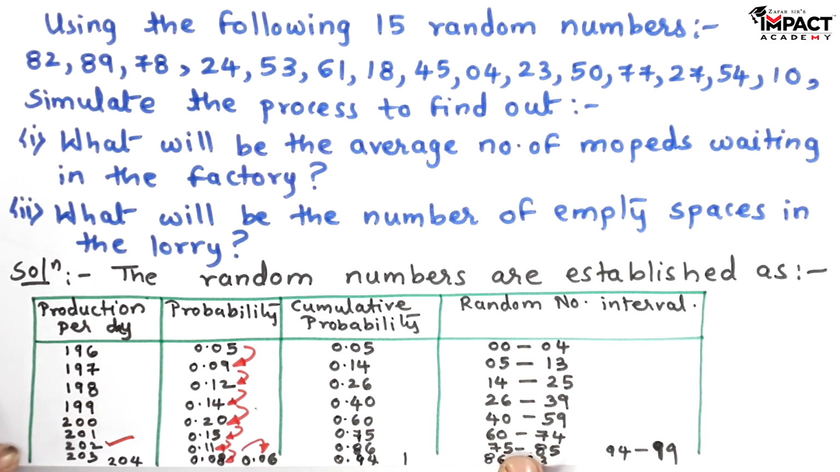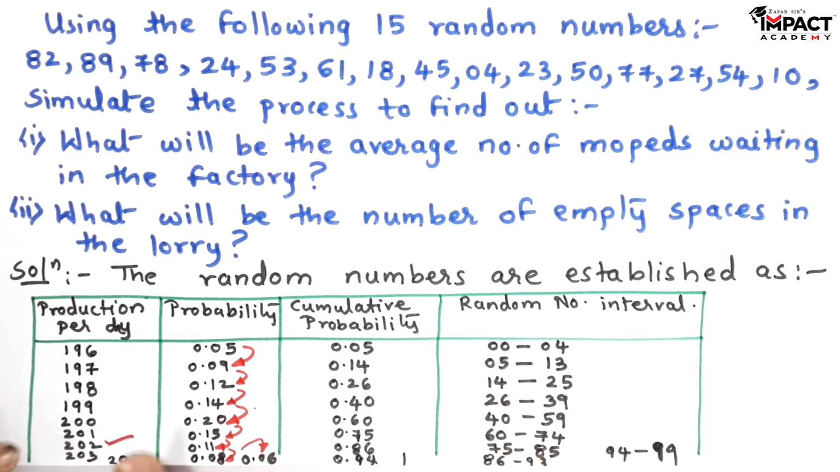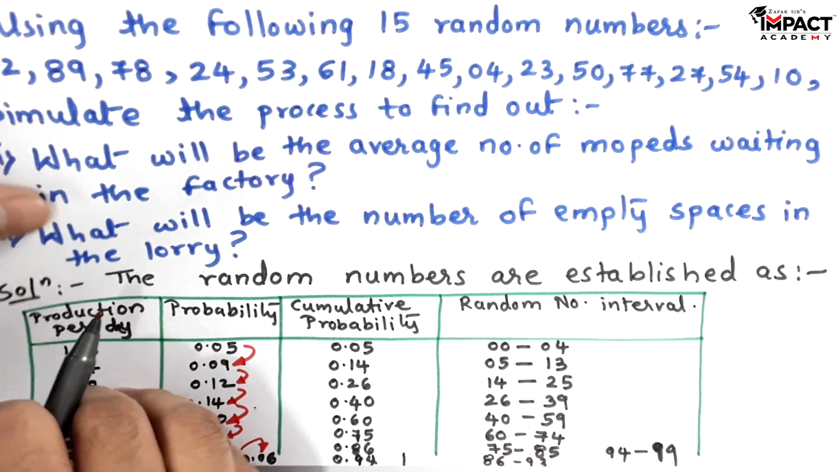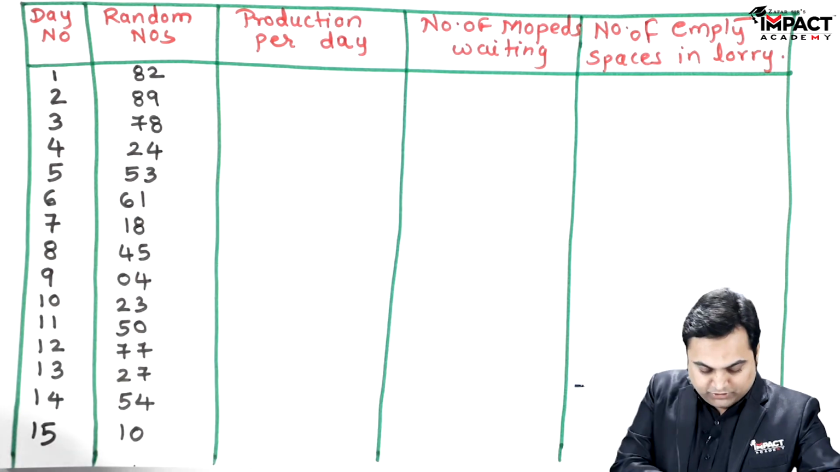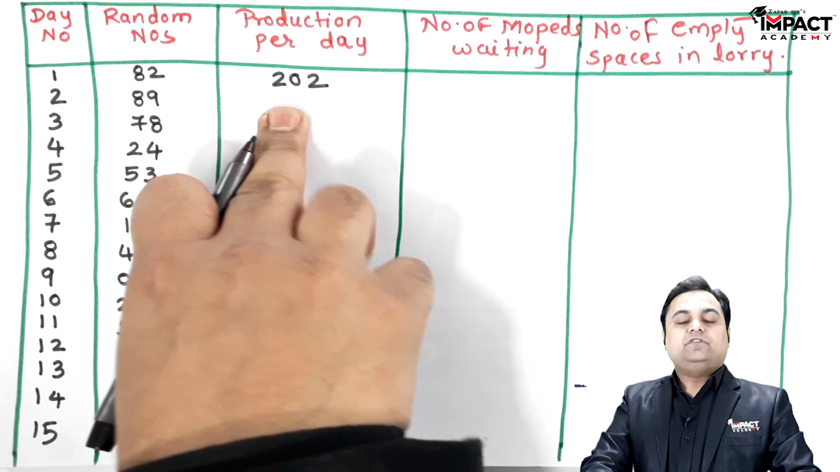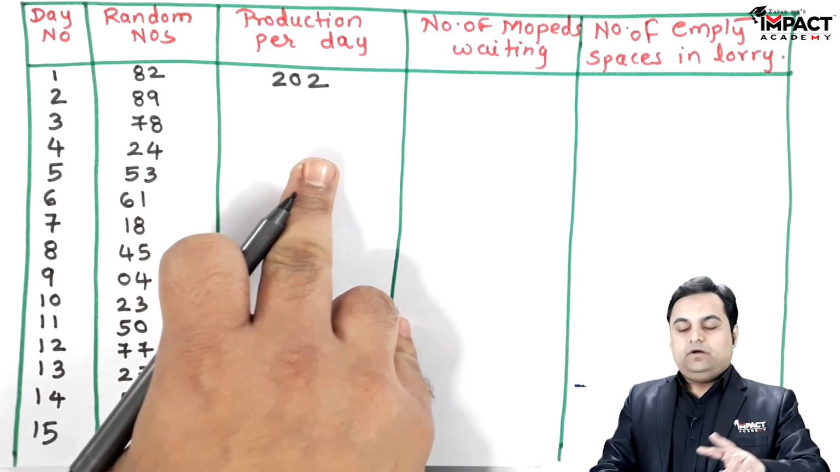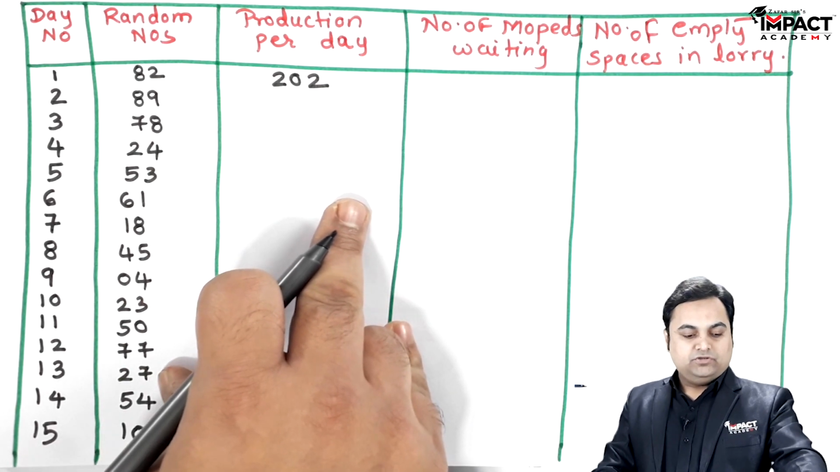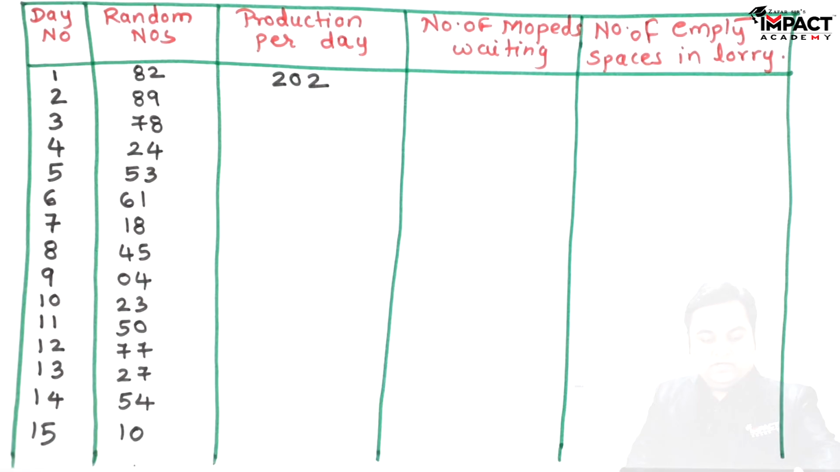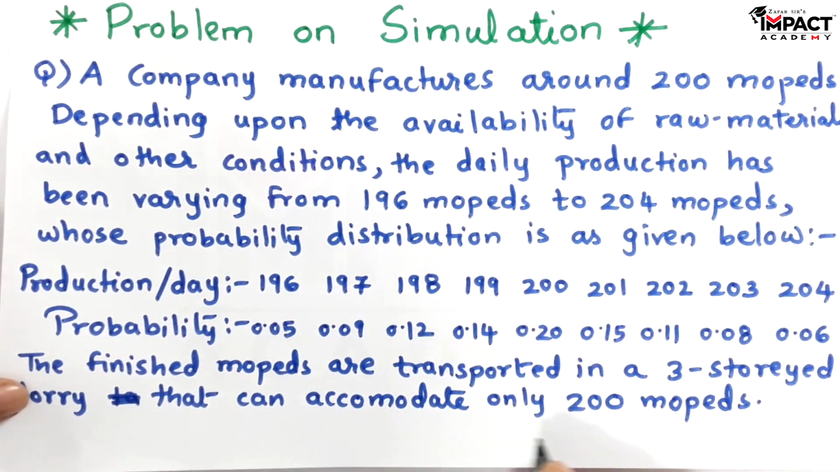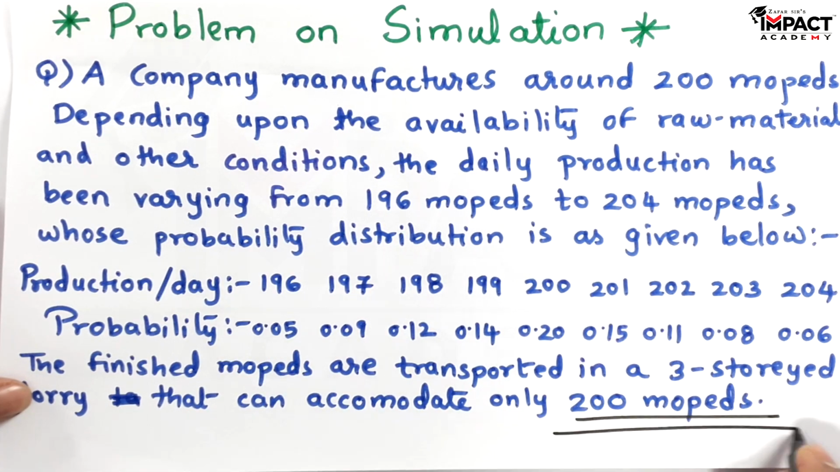So look into the interval, it is 82 between 75 and 85, and then in the same line go up to the production. I am getting the answer as 202, so I'll write 202 over here. That is the production per day. Now since the production is 202, it means 2 mopeds are manufactured extra, because the condition given is that the lorry can transport 200 mopeds at the most. It can accommodate only 200 mopeds.